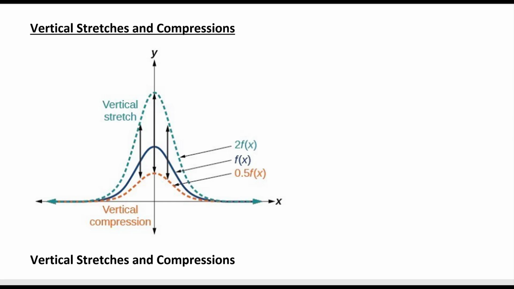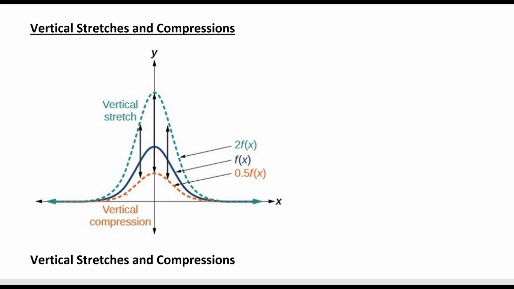Now we're going to talk about vertical stretches and compressions. So this graph here shows an example of vertical stretching and compressing. This blue line here in the middle is the original function. Then if we multiply it by 2, you get the light blue line. So that's a stretch. It's stretched by a factor of 2 because that's its coefficient.